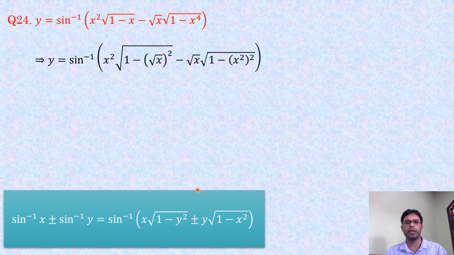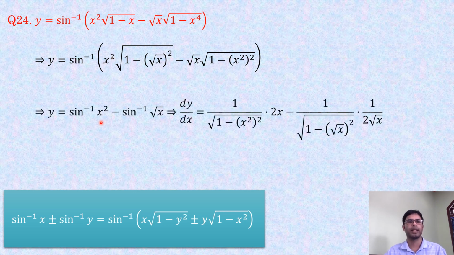Then y into root over 1 minus x square, where y means root x, and x is now x square in this formula. Here x square is working as x and root x is working as y. Now compare this: sine inverse of x into root over 1 minus y square, then minus y into root over 1 minus x square. So now you can separate this by using this formula. It is sine inverse x minus sine inverse y, that is sine inverse x square minus sine inverse root x. So y is equal to sine inverse x square minus sine inverse root x. Now differentiate it very easily.